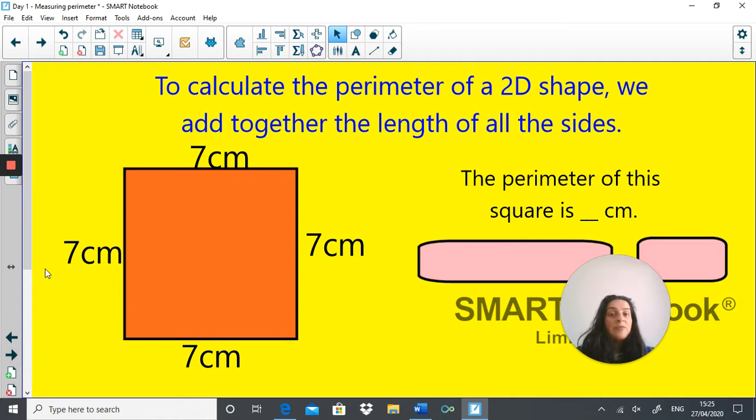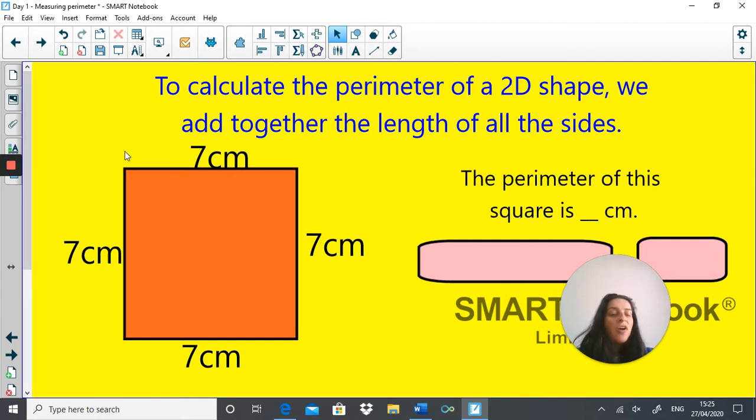Now, I'll just put a reminder up here just so you can remember how it is that we work out the perimeter of a 2D shape. You must add together the lengths of all the sides. So here we have a shape that has sides that are of equal length. This shape is a square. So this is 7 centimeters, this is 7 centimeters, this is 7 centimeters, and that is 7 centimeters.